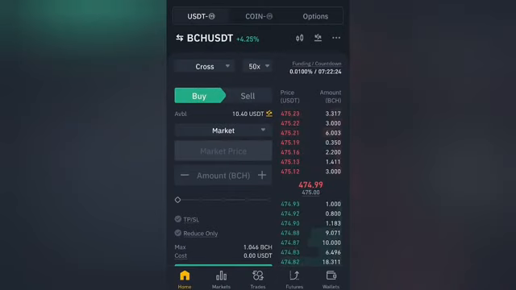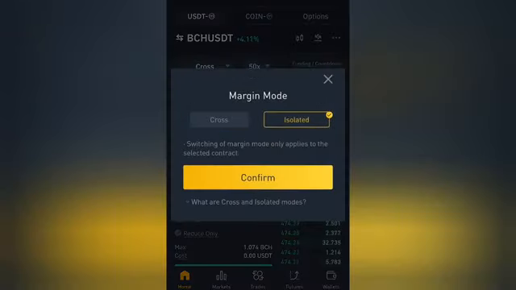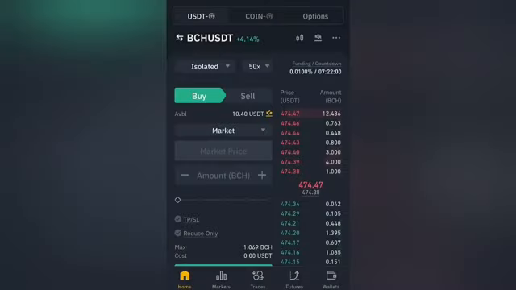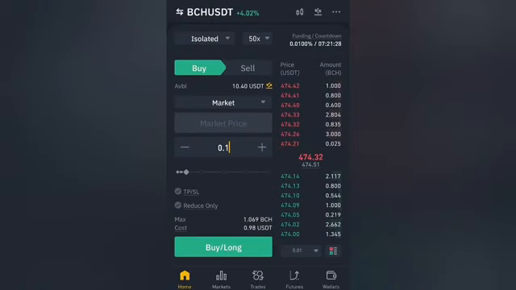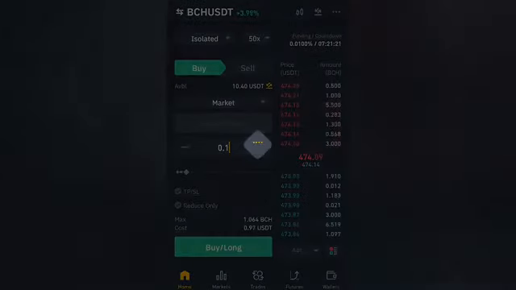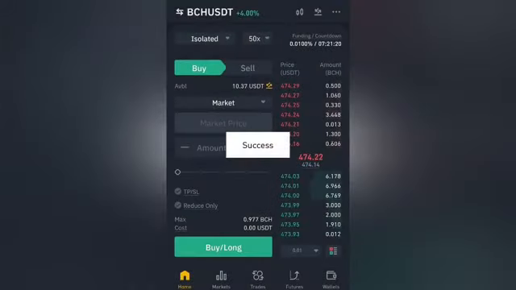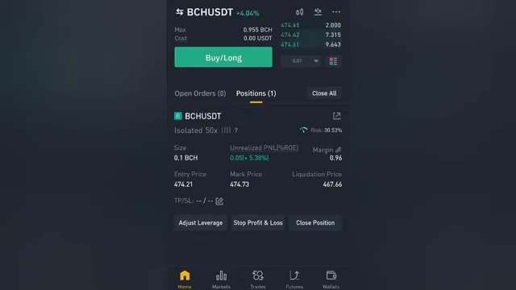We've transferred back our full amount, and as you can see, we started with 10 USDT. As you can see, we've gained plus 0.4 USDT. Now if we switch back to isolated margin, confirm. Right now I am on isolated margin. I want to buy 0.1 on market price using isolated margin. As you can see, I'm using 0.96 in the isolated margin, and my liquidation price is around 467.66.